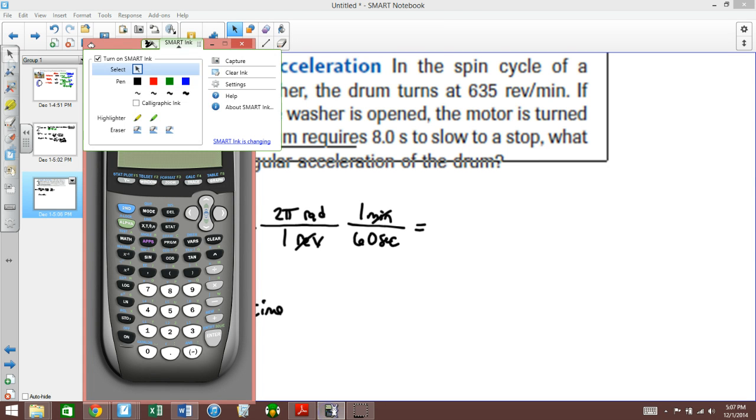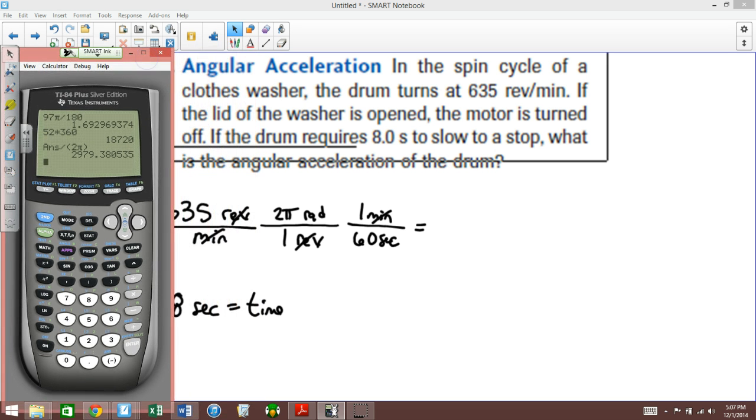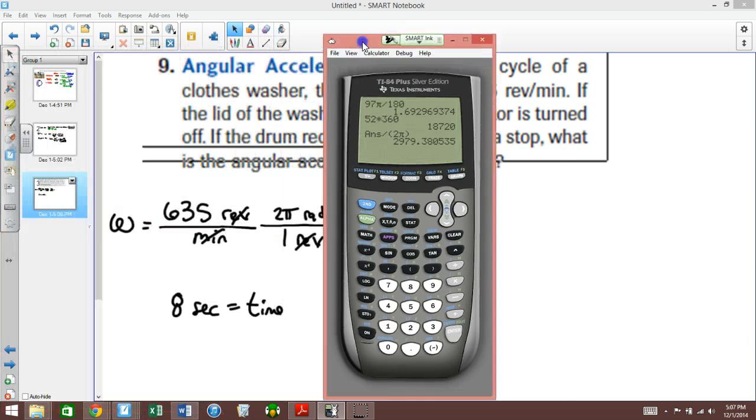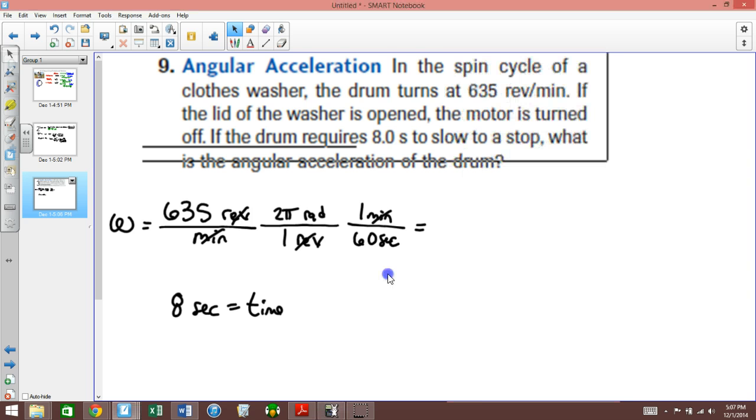So I take 635 times 2 pi divided by 60. And I get 66.5 radians per second.